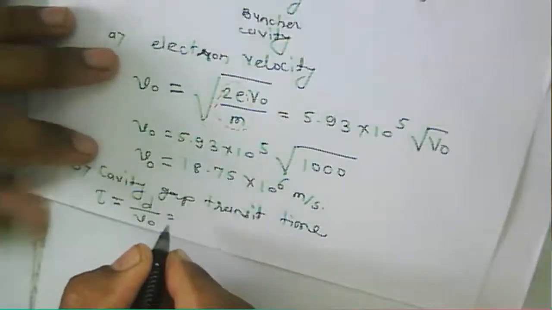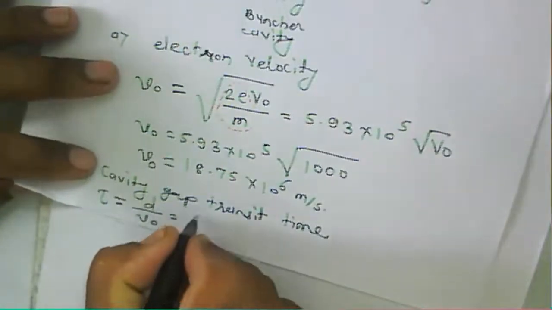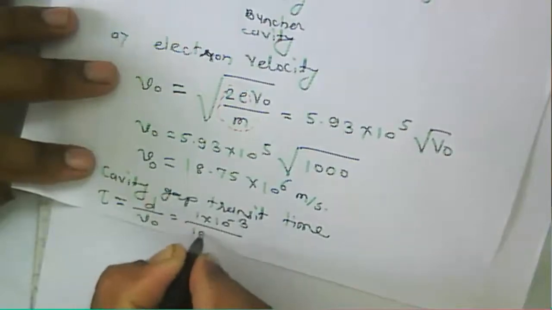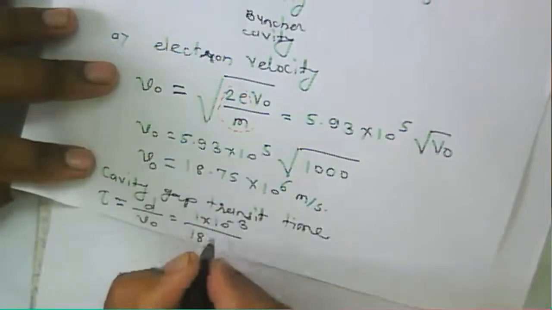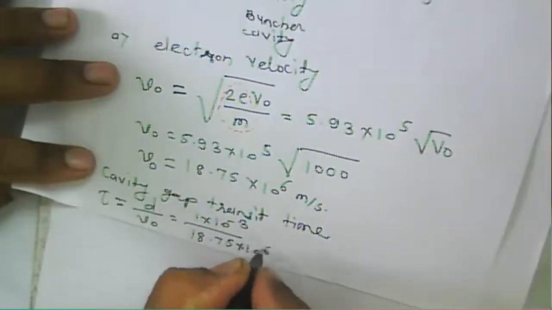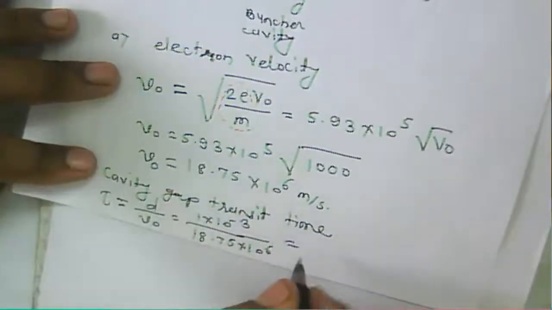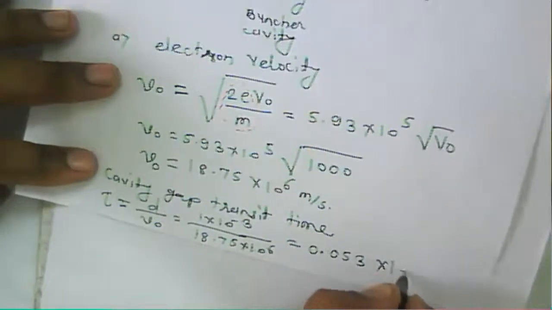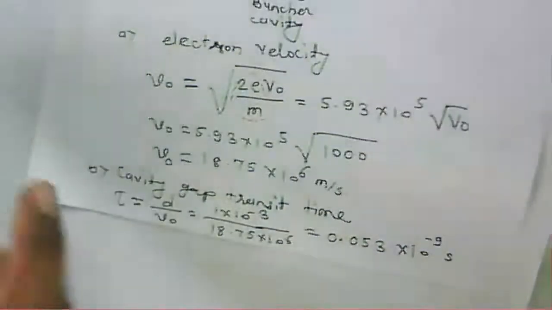Tau is D by V0. D we know is 1 mm, 1 × 10^-3, divided by the velocity we are getting, 18.75 × 10^6. After solving, we'll get 0.053 × 10^-9 seconds. That's the value.